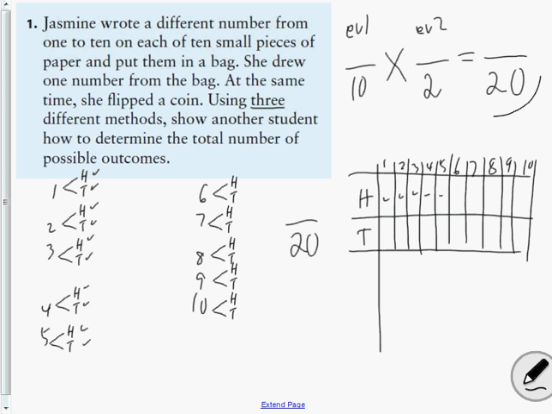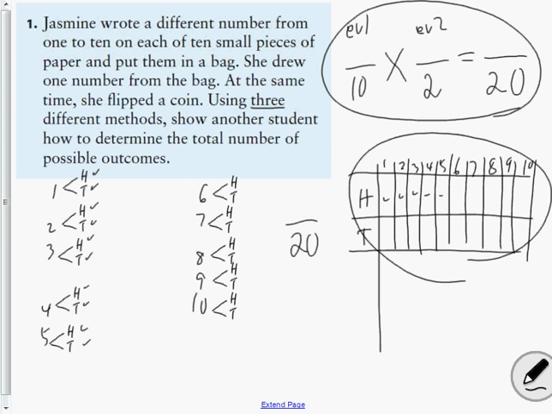The downfall to using this method is it doesn't show you what the possible outcomes are. By using a table or a tree diagram, we can physically see what those possible outcomes are, but this way it just tells us how many possible outcomes there are. Okay, next question.